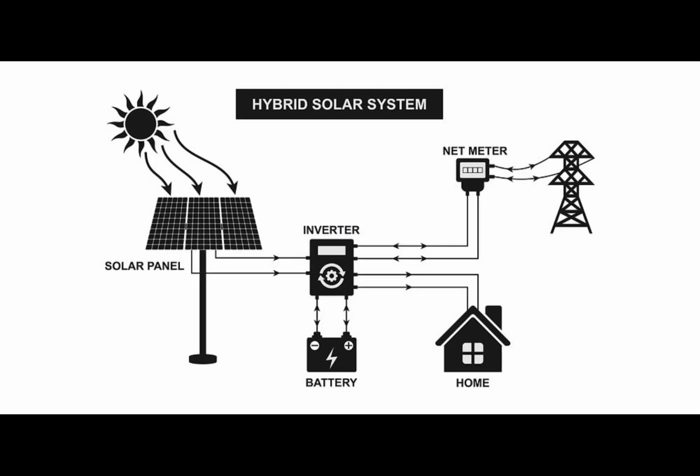So this is a hybrid solar system. The solar panel connects the energy. The inverter converts it to alternating current if you need it for your house, and then it powers your home.